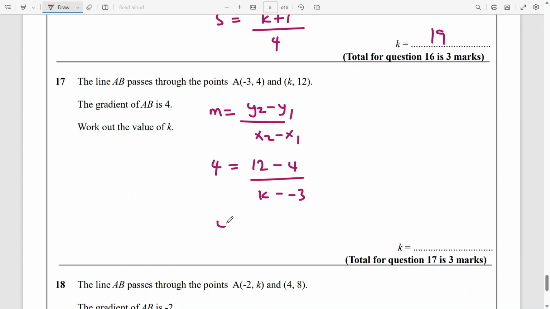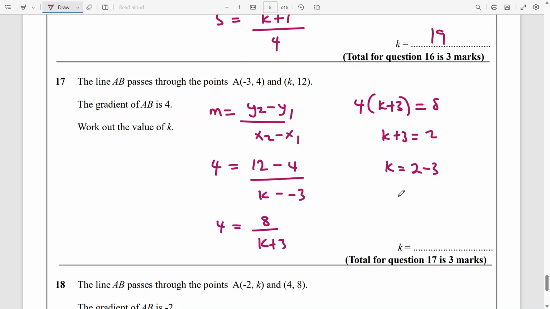Now, if you try to simplify this, you're going to have 4. And 12 minus 4 is 8. And minus minus is plus, so you have k plus 3. So what we can do is to multiply k plus 3 times 4 on the left. So you're going to have 4 bracket k plus 3 equals 8. And for me, I think I can divide this by 4. So k plus 3 is already 2 here. And to get k, you have to subtract 3 on both sides. So k is going to be 2 minus 3. So k is going to be minus 1.